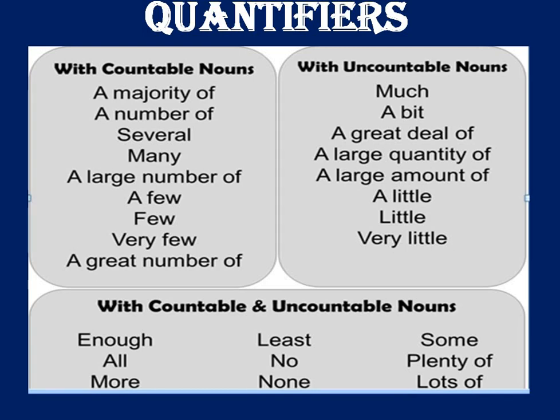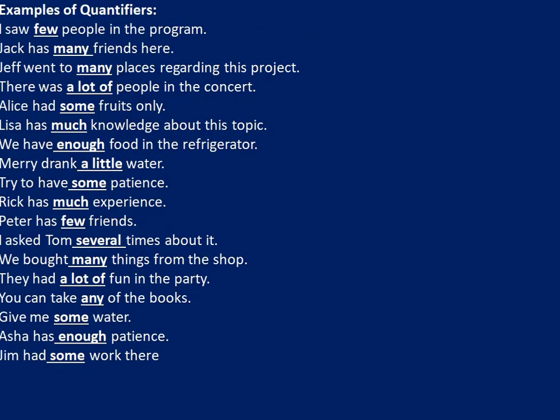This will be more clear with the example. See, you have to go through all these examples. That will help you to understand more easily the quantifiers. You can see few, many, a lot of, much, enough, a little, some, much, few, a lot of, enough. All these are the quantifiers used. See, now I am going to tell you where to use what. Before you go through the example, I'll let you know.